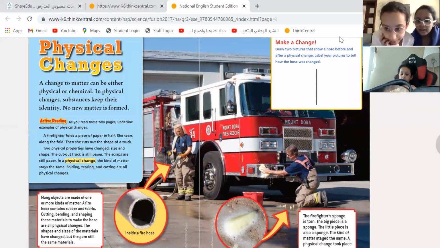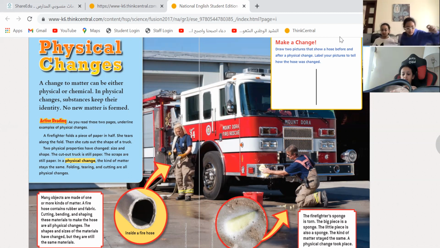It is Wednesday, and we are learning about matter and what changes can happen to this matter. As we said yesterday and before yesterday, there is a change that can happen to matter where the kind of matter stays the same. If it stays the same, what do we call this change? Physical change. Excellent. So if the kind of matter stays the same, it will be a physical change.